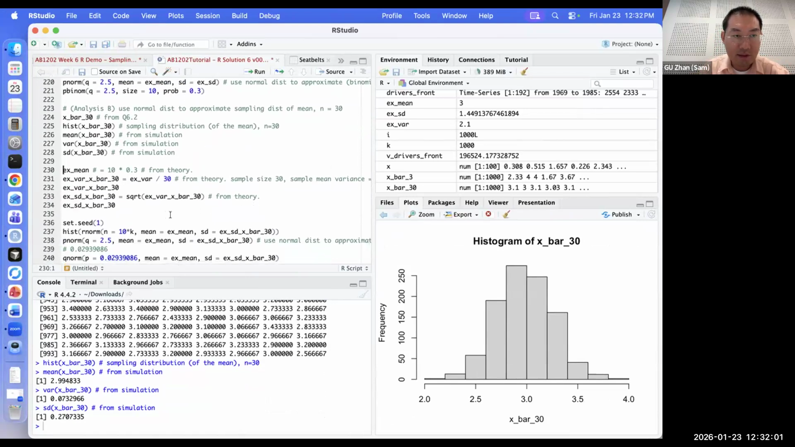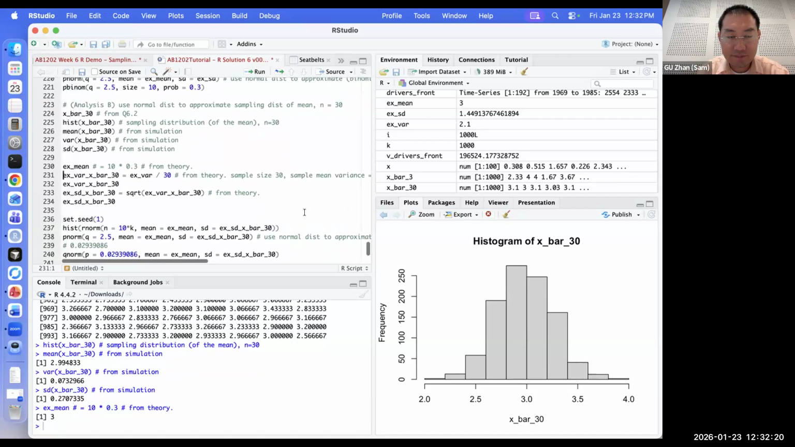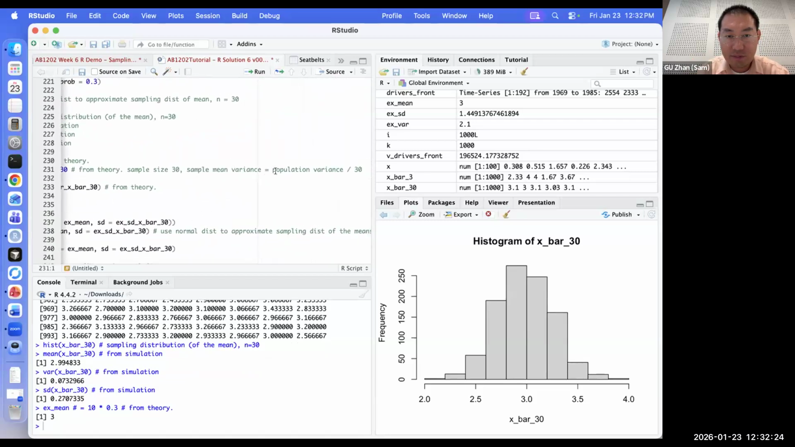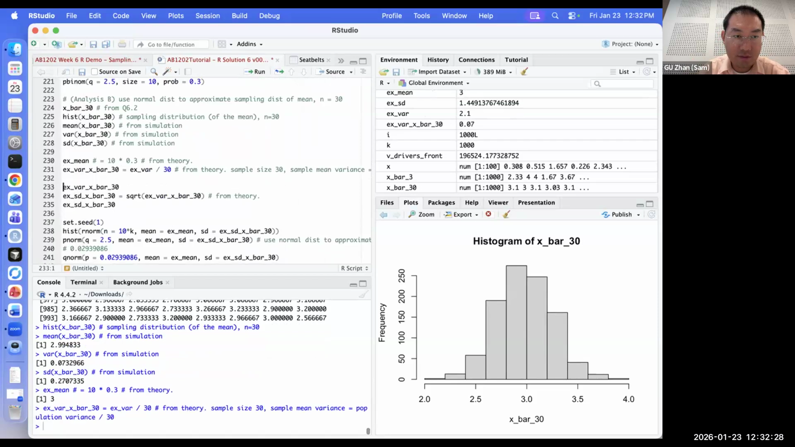So now it's from theory. From theory, what is the mean value? The expected mean value based on theory is 3.3 graduates. Then what is the theoretical variance of the sampling distribution? With sample size 30, you need to use the population variance divided by 30. So what is your population variance?